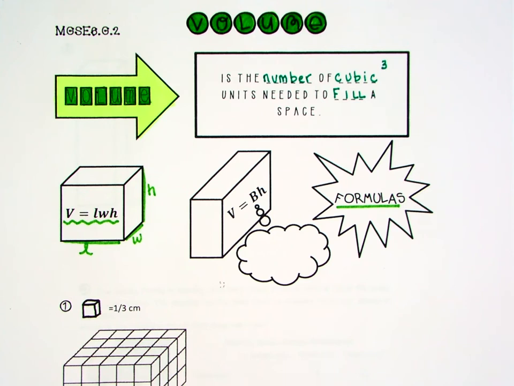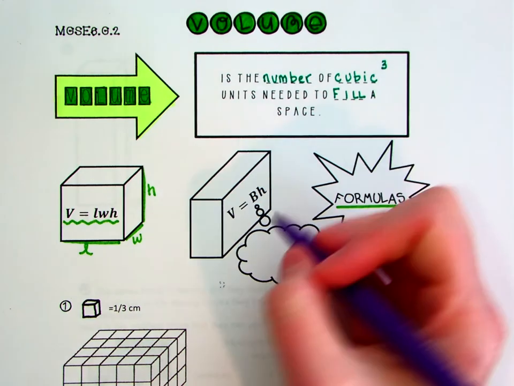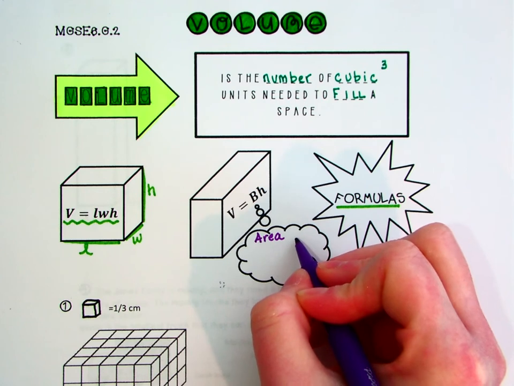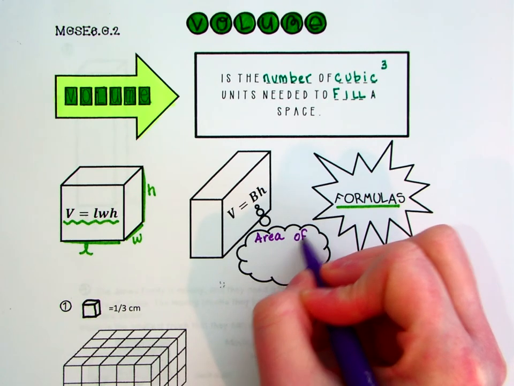The other formula you might not be quite as familiar with is this one over here, and notice that that B is actually capitalized. That's because that B is not just for base. It actually stands for area of the base. So it's implying to find the area of the entire base.